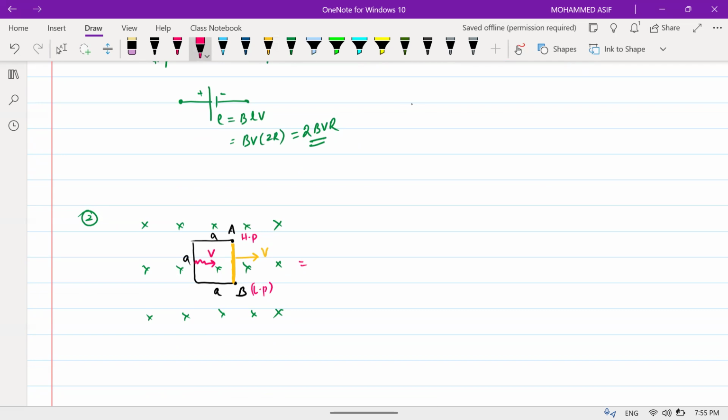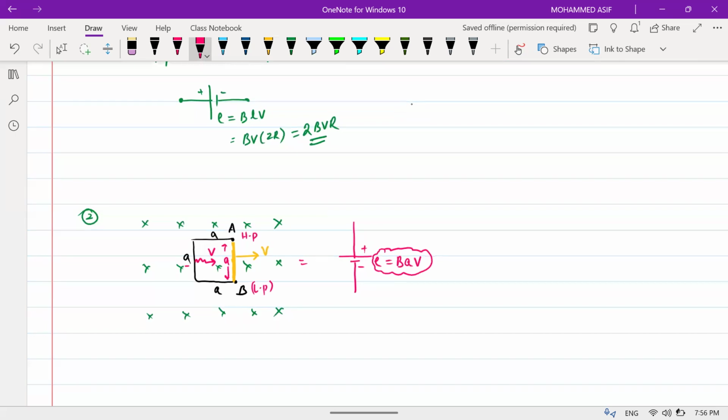That means I can remove this wire and connect like this with a battery. This will be positive, this will be negative, this will be EMF. E is equal to B into, what is the length of this one? A, because the sides are the same, na beta. This is A means this is also A only. So it is A into V. This will be the EMF. Am I clear? Yes, sir.